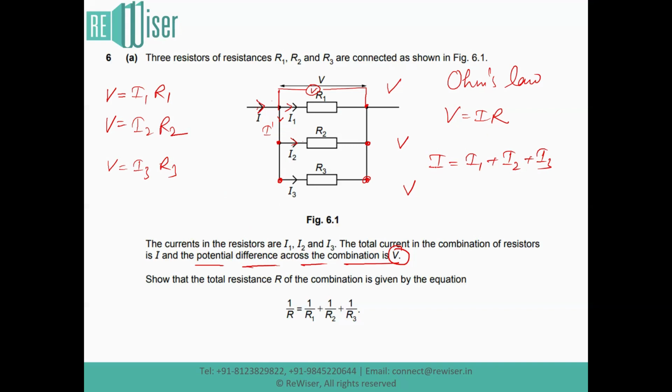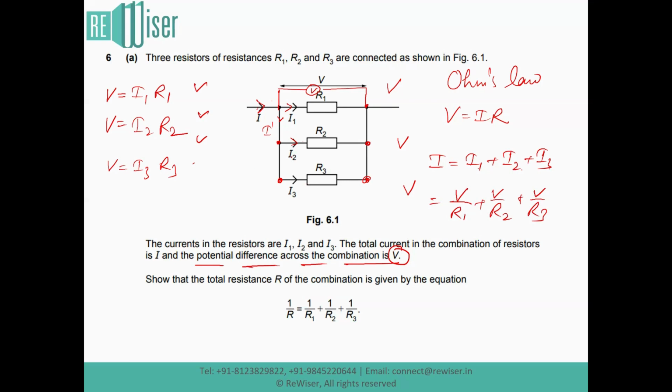Now if we simply put the values of I1, I2, I3 from here, we will have V upon R1 plus V upon R2 plus V upon R3. There is no harm in that. You can write it this way.